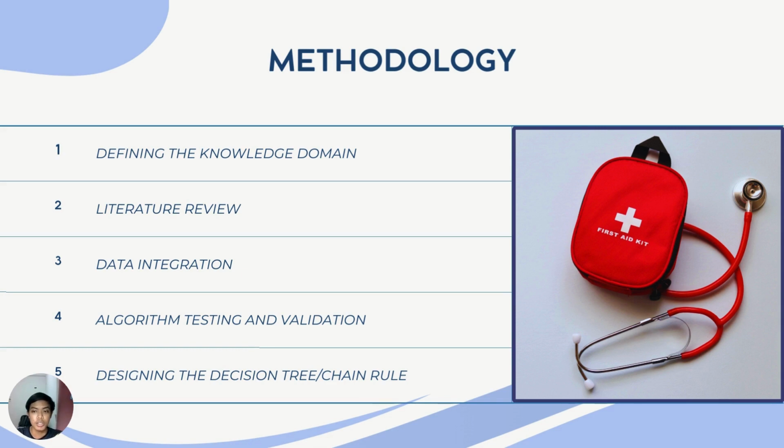Third is data integration. We have integrated essential data such as patients' demographics, comorbidities, chief complaints, and other relevant data. Fourth is algorithm testing and validation. We have tested the system based on the data we gathered to validate its accuracy. And last is designing the decision tree. So we have designed a tree in order to get the structural rules.